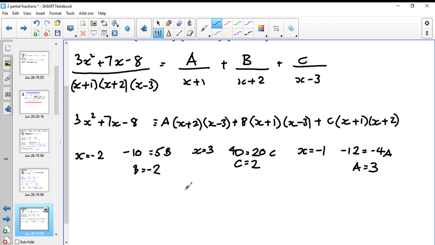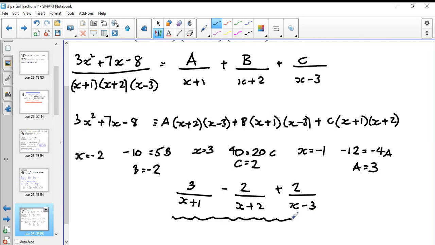So we just need to finish it off by putting those numbers on top of the denominators. So we've got 3 over x plus 1, minus 2 over x plus 2, plus 2 over x minus 3. And that is now split into 3 partial fractions.